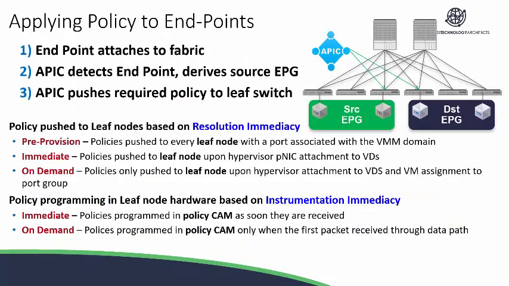So when we apply a policy to an endpoint, the endpoint is the physical device that attaches to the fabric. Let's say we were talking about virtual machines, so this would be a distributed virtual switch. The APIC will detect the endpoint and derive the source EPG, and then the APIC will push the required policy to the actual leaf switch. Now, there are two different ways this can happen.